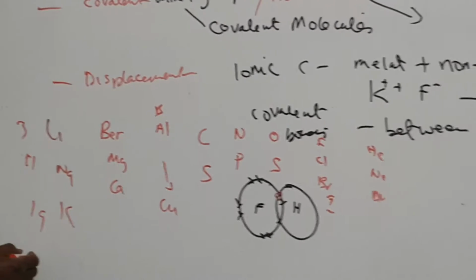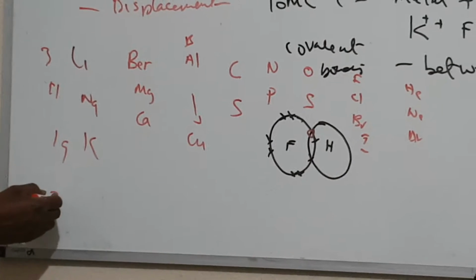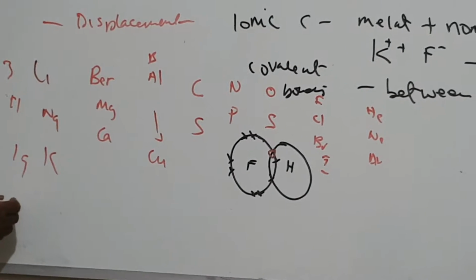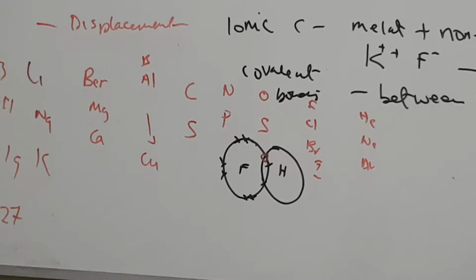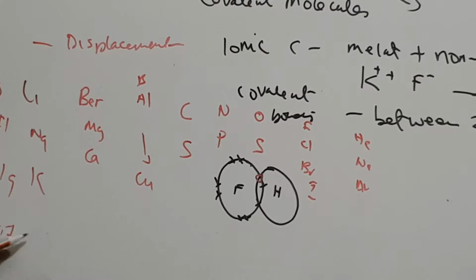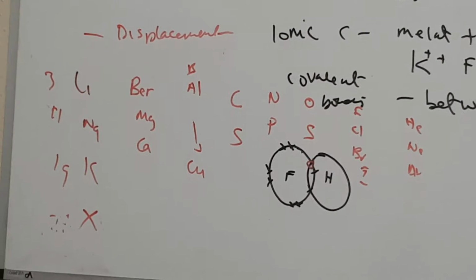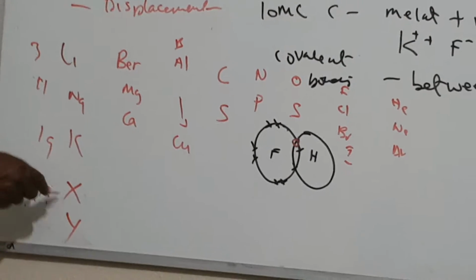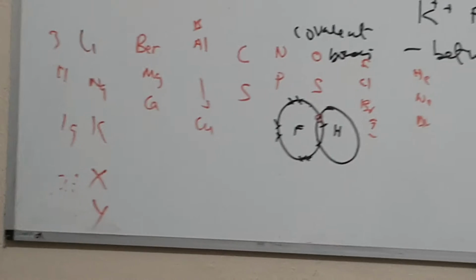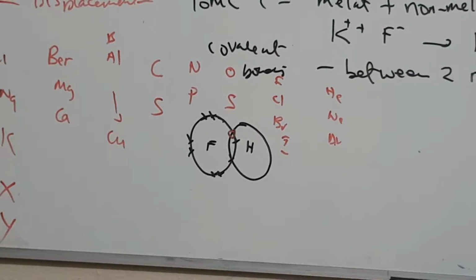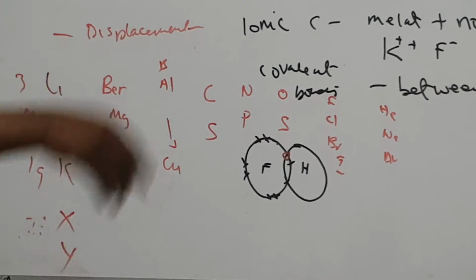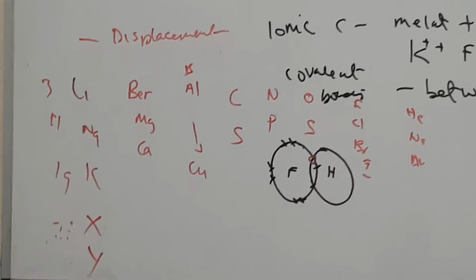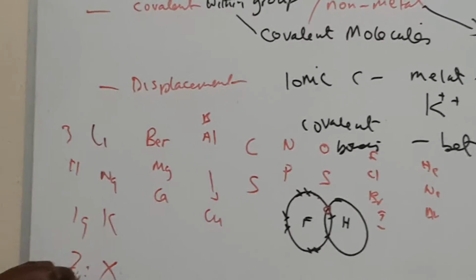So the next one will be 27. If I put X here and Y in the exam, what will be the atomic number of these ones? They give you all this and tell you they're in group 1. You should say that it repeats itself, one extra shell is added. So this one will be 27.